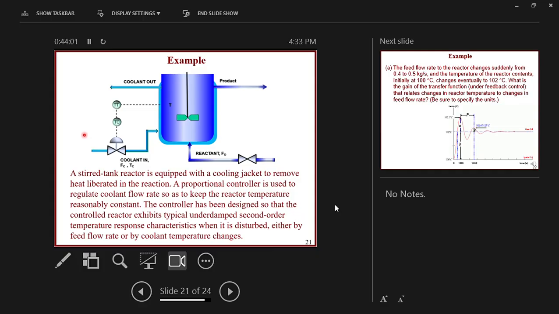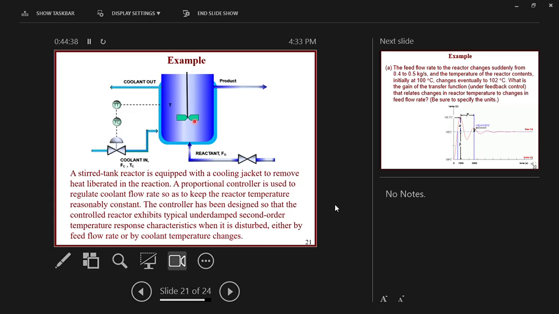Here we have a CSTR equipped with a cooling jacket to remove the heat generated by the reaction, and there is a controller which is used to regulate the coolant flow rate so as to keep the temperature inside the reactor reasonably constant. Now this controller has been designed or tuned, we will take this later in the future, in a way to keep the response of the temperature inside the reactor as an underdamped second order system.